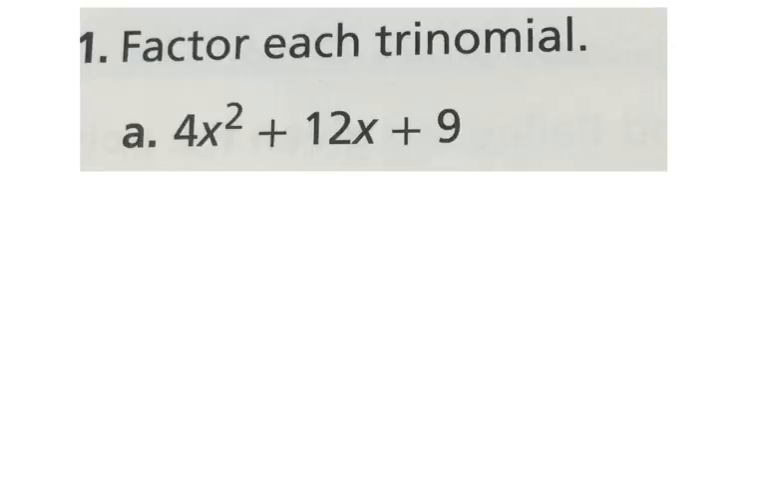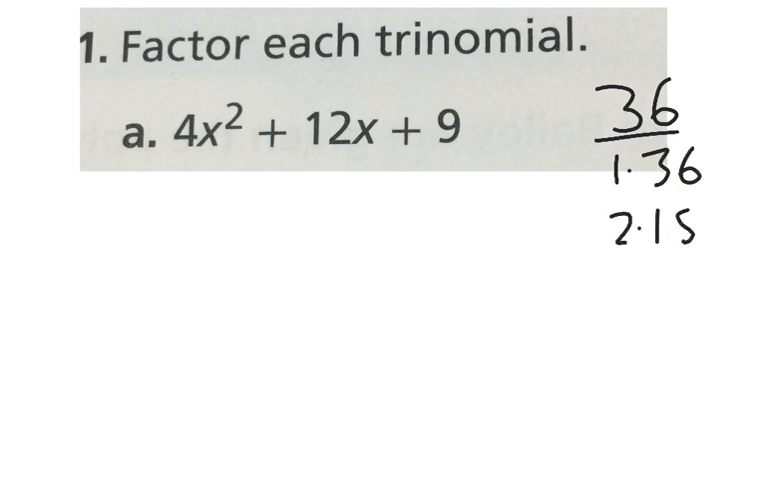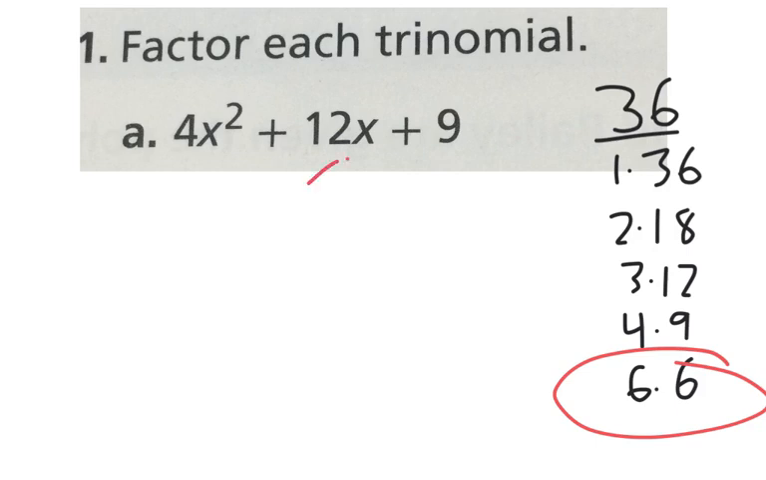So I'm going to start working this one. First thing I'm looking for, is there a GCF? No. Is it a trinomial, ax squared plus bx plus c? Yes, so we can multiply a times c. 4 times 9 is 36. Now what multiplies to be 36? 1 times 36, 2 times 18, 3 times 12, 4 times 9, 6 times 6. Now I need them to combine to be 12. So it's going to be 6 and 6. Which means I can write this as 4x squared plus 6x plus 6x plus 9.